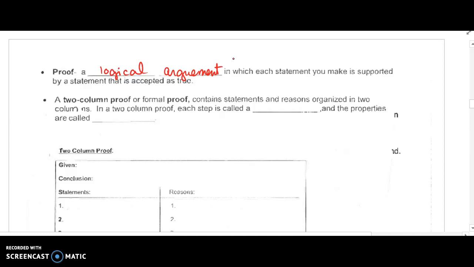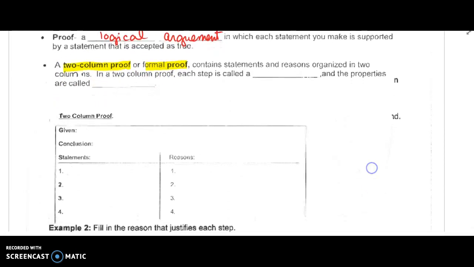He was looking for a logical argument because that's kind of what lawyers do, is they have logical arguments for why their person is guilty or innocent. It's a logical argument in which you make statements that are supported by a statement that is accepted as true. And so we're going to focus on what's called a two-column proof or a formal proof. This contains statements and reasons organized in two columns.